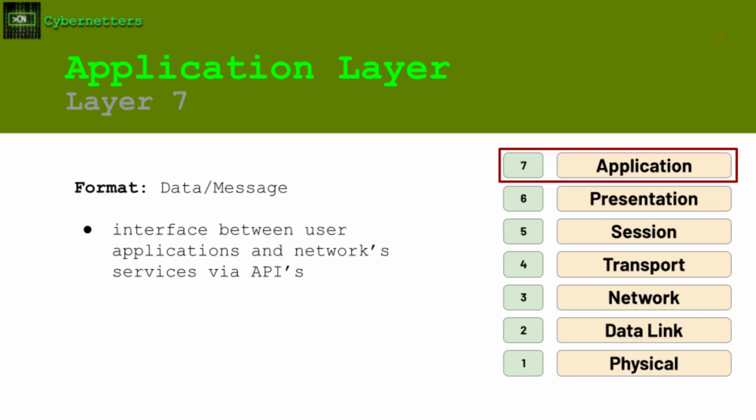So the last layer is the application layer, which is also known as layer 7. This is the part of the OSI model that you actually interact with. Think of it like the front desk of a hotel, which takes your request, for example, opening a website or sending an email, and processes it through an API.